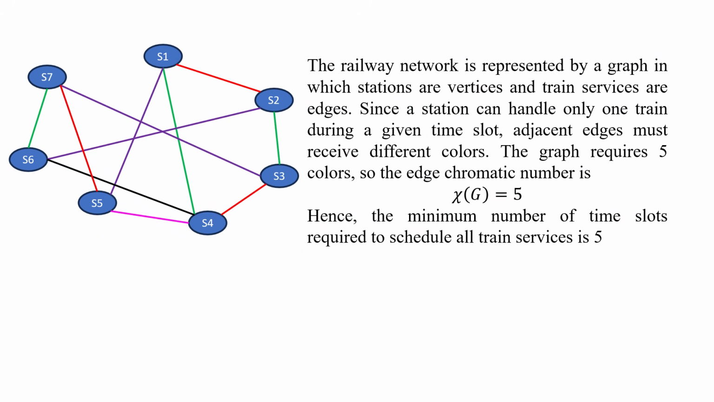So the railway network is represented by a graph in which the stations are vertices and the train services are edges. Since a station can handle only one train during a given time slot, adjacent edges must receive different colors. So the minimum time slots required to schedule all train services is 5. Also, the colorings shown in the previous questions are all valid, but it can be in different assignments also. Different assignment is also possible. Thank you.